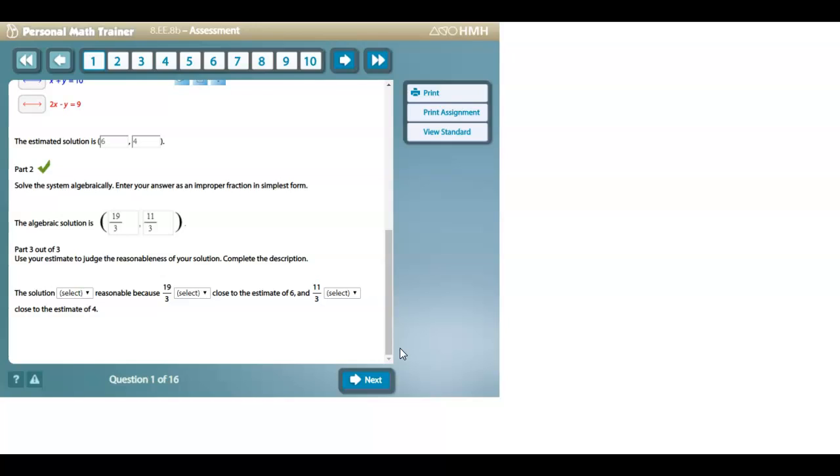So now it says, use your estimate to judge the reasonableness of your solution and complete the description. So was I close enough? So 19 divided by 3, that's 6 1/3. 6 1/3 will round to 6, yes. So 11 divided by 3, that is, what is it? It's only 1/3 away from 12 thirds, which is 4, so that is close. I think it's close. So yes, the solution is reasonable because 19 thirds is close to the estimate of 6 and 11 thirds is close to the estimate of 4.